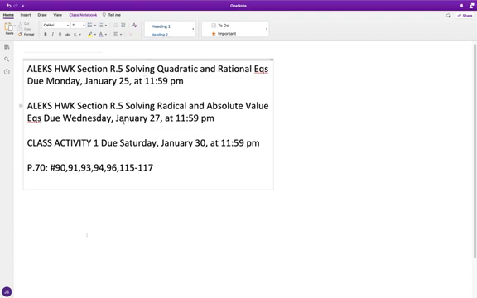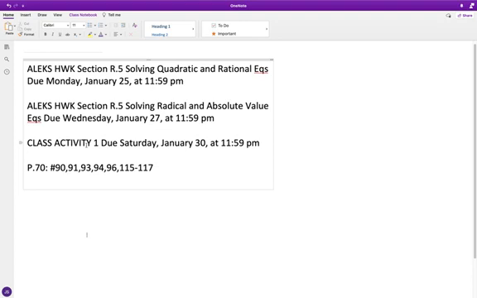And then, also through Alex, but in a category separate from the Alex homework, is the class activities category. It will be listed as class activity 1. That set became available earlier today, and it is going to be composite problems from sections R4 and R5 for the most part. That set will be due Saturday, January the 30th.